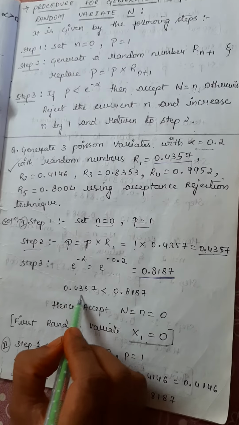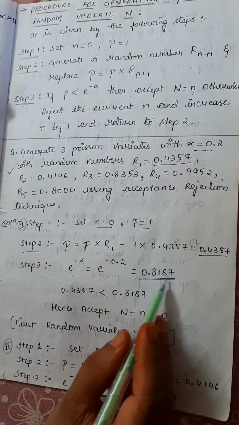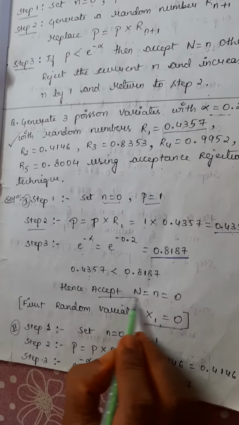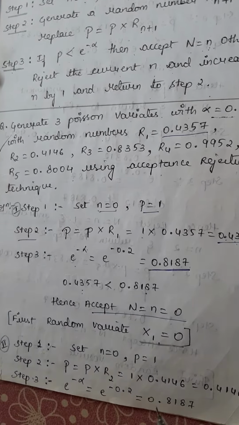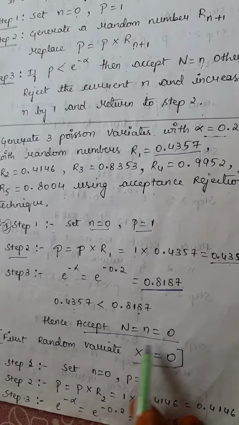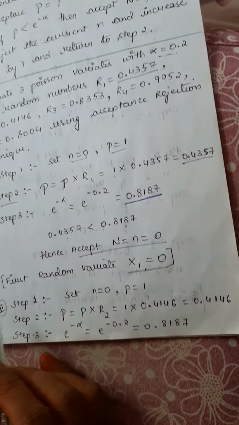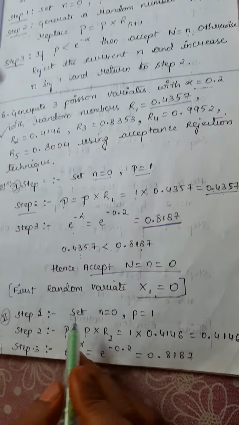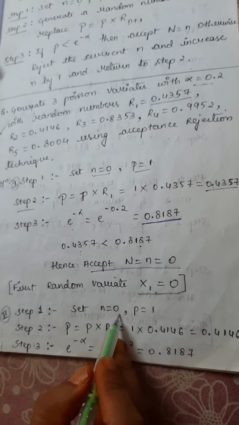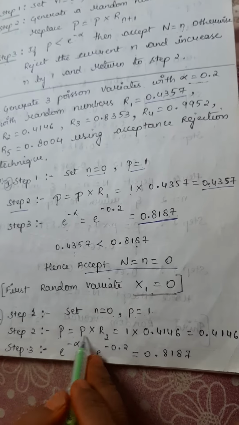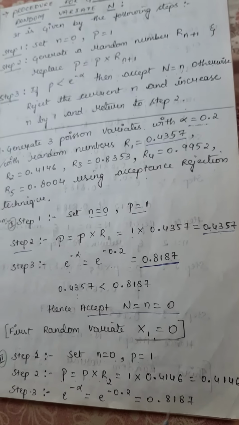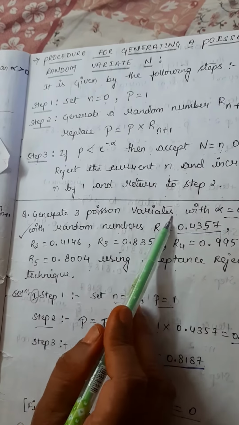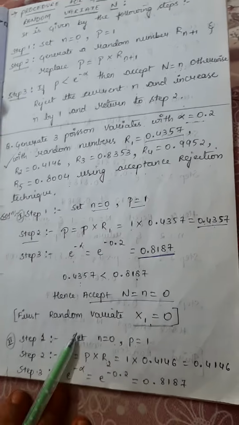So check whether P is less than e to the power of minus alpha. P is 0.4357, and e to the power of minus alpha is 0.8187. Is this less than this? Yes. So accept, capital N equal to small n, that is 0. So the first random variate x1 is 0. Then go to the second random number. Again start with n equal to 0, P equal to 1, P equal to P into R2. Why am I doing this again? I have to generate the second random variate, since they have asked us to generate 3 Poisson variates.